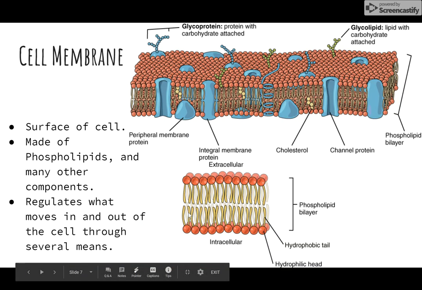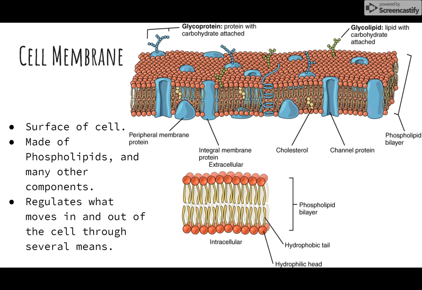So where does cellular transport happen? Cellular transport happens at the cell membrane for the most part. There are some specialized proteins inside the cell that move things around, but we're going to focus on the transport that happens at the cell membrane. The cell membrane is a majority made up of phospholipids.